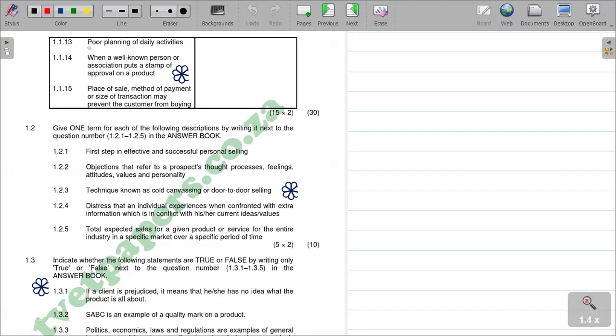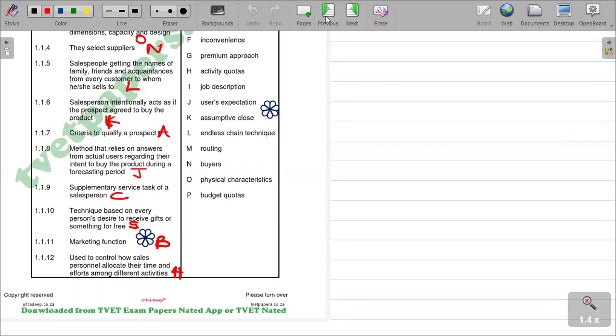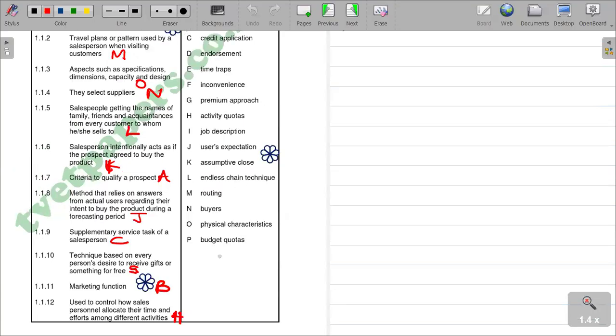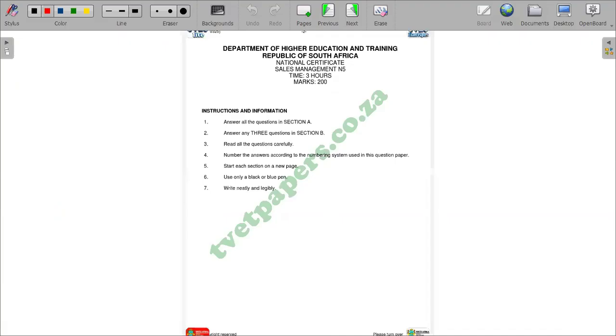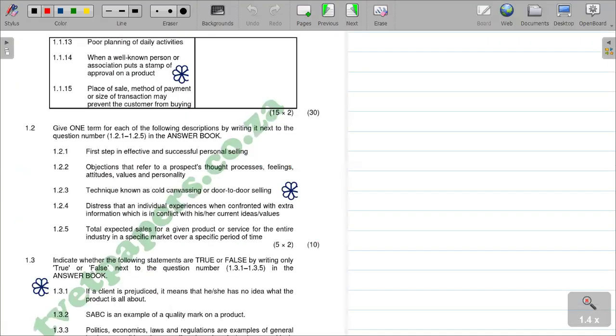1.113, poor planning of daily activities. Poor planning of daily activity, that's what the answer is. We call it time traps. Time traps, which is E.